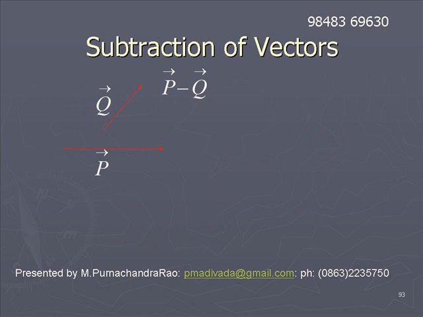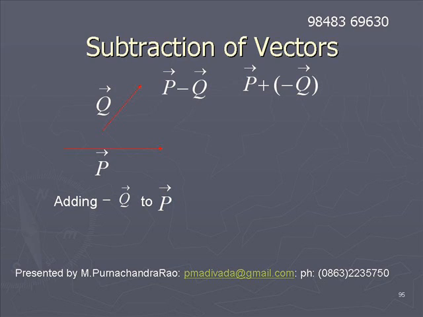Subtraction of vectors. In arithmetic, subtraction is nothing but addition. So P bar minus Q bar can be taken as P bar plus minus Q bar. That means by adding minus Q bar to P bar, we get P bar minus Q bar. P bar minus Q bar is obtained by adding minus Q bar to P bar.